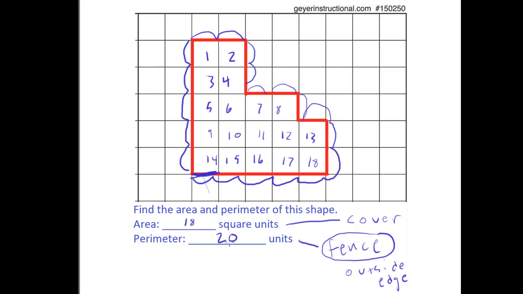Remembering the difference between these two is the biggest part of solving area and perimeter problems.